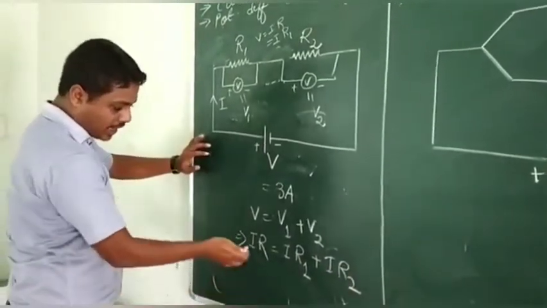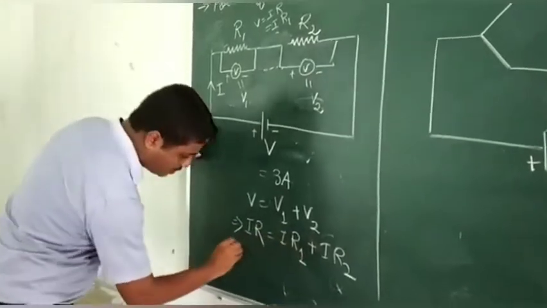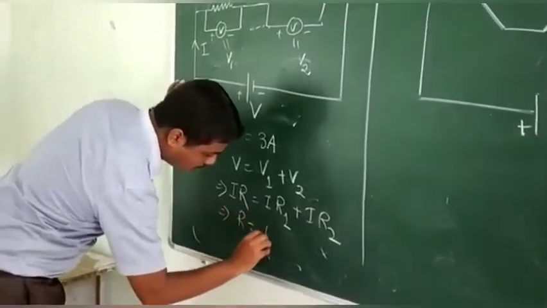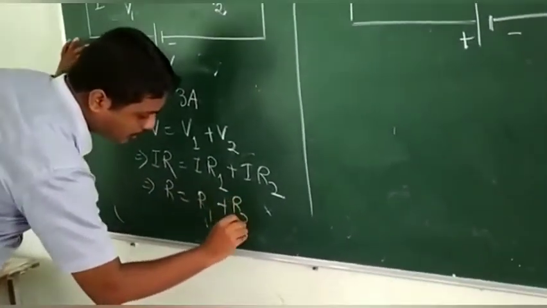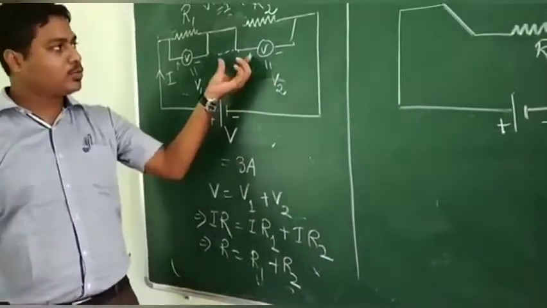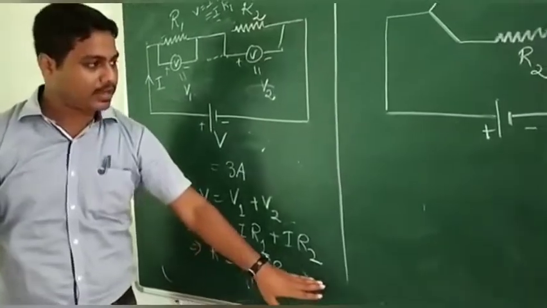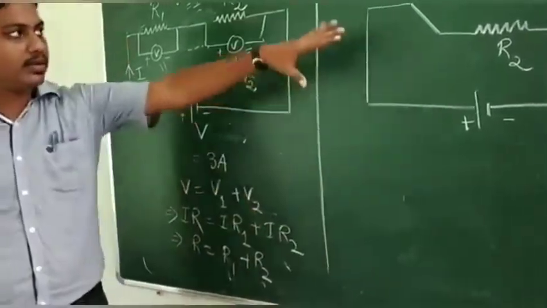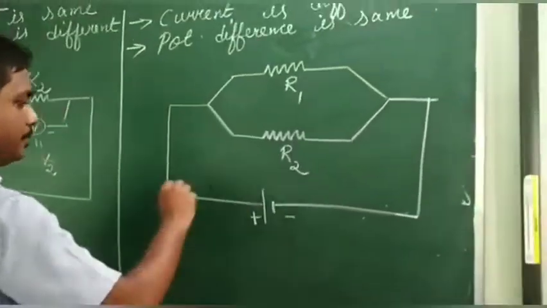Now you can see I can take I common on both sides. So what will you get? You will get R equals R1 plus R2. So this is the formula for the series resistance. If I use more than 2 resistors, it will be plus R3 plus R4, and it will go on like this. Now let us see the parallel connection.